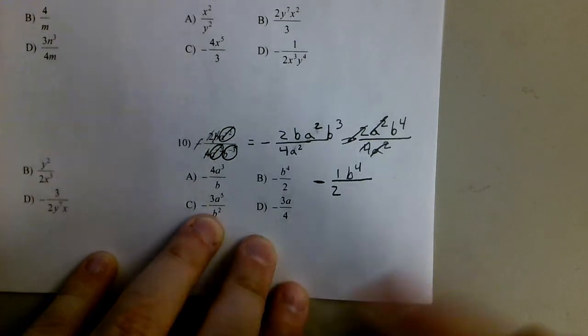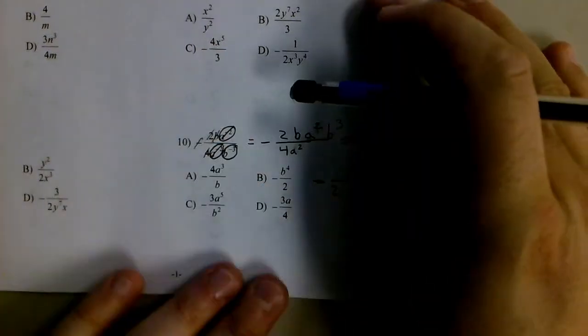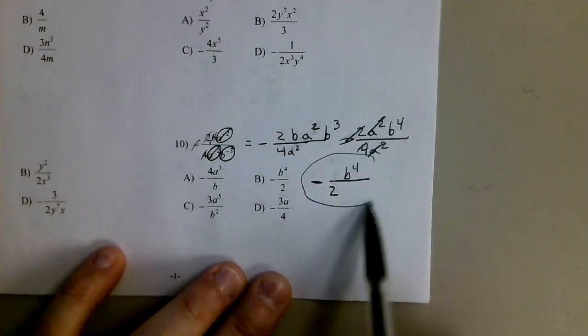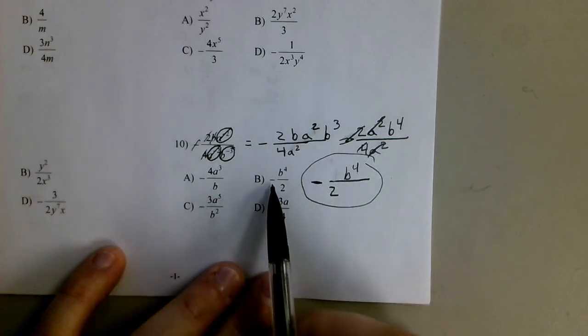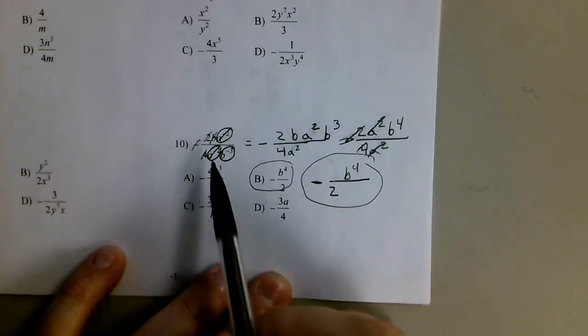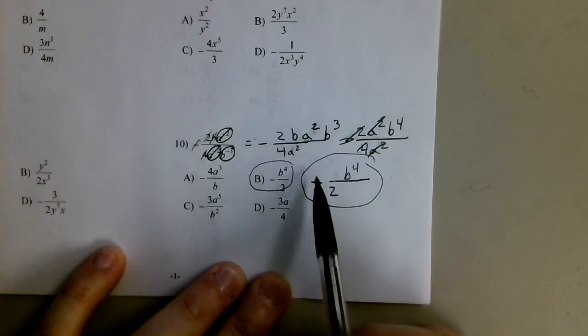So my answer, remember if there's like a 1 up there, we don't really need it. So my answer should be negative b to the fourth over 2. Which I have right here. Negative b to the fourth over 2. Okay, so when that negative is out in front of your starting problem, you just kind of keep it out in front as you simplify.